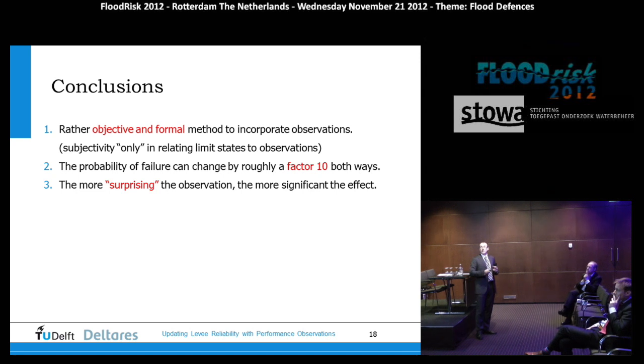The more surprising an observation is, the more significant the effect, right? So the less likely, for example, observing erosion was, a priori, the bigger the changes are from the prior to the posterior probability. So what I hope is that I could encourage you to use such kind of methods to incorporate field observations in your own reliability analyses, and I'm happy to answer any questions if there's time.